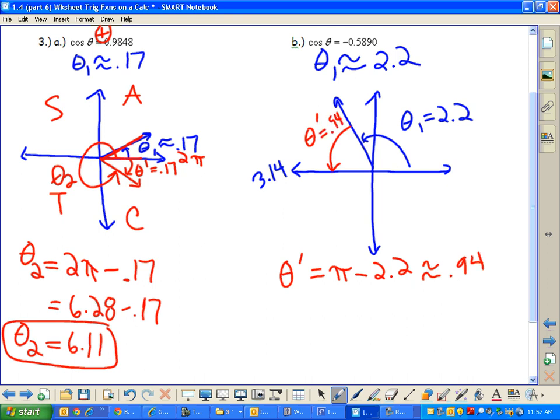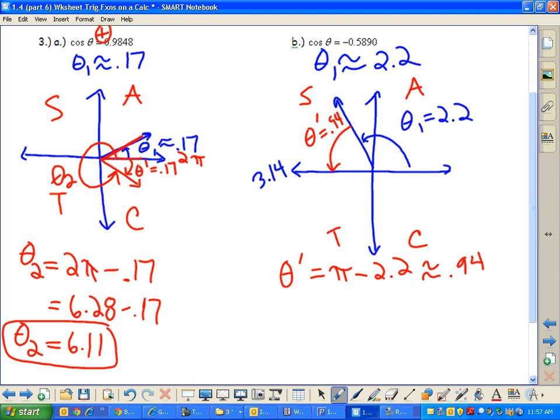Okay. Cosine is negative, so now I'm going to think about this all students take classes. And I want to think, well, yeah, cosine is totally negative in quadrant 2, but where else is cosine negative? What other quadrant? No, Madison? It is quadrant 3. Good job.